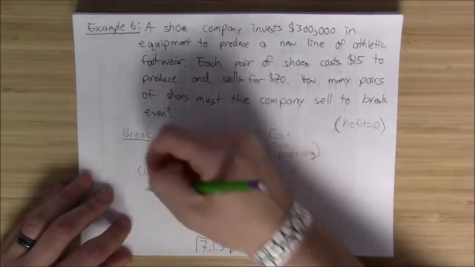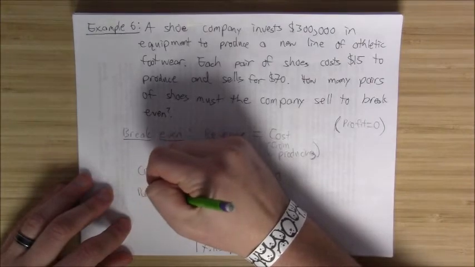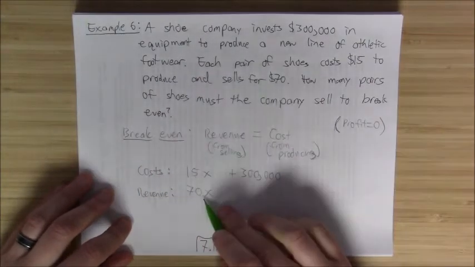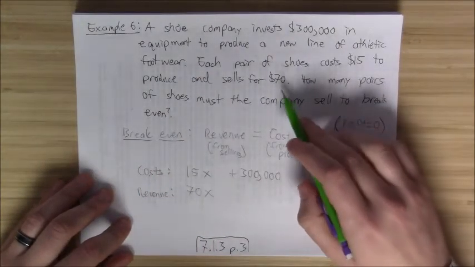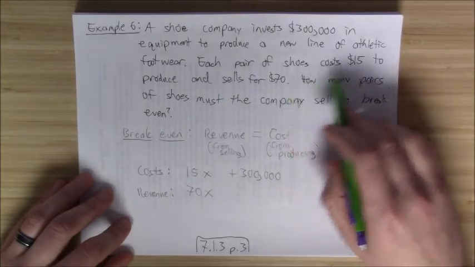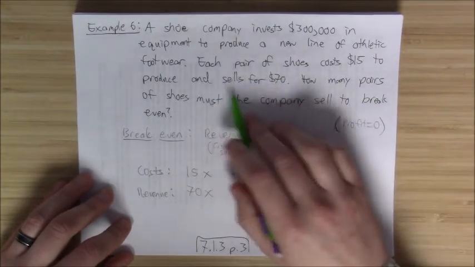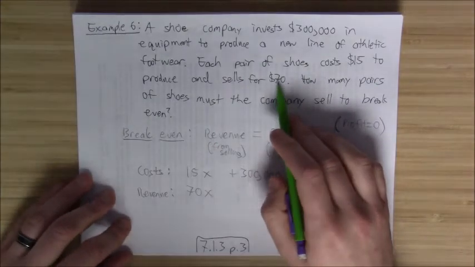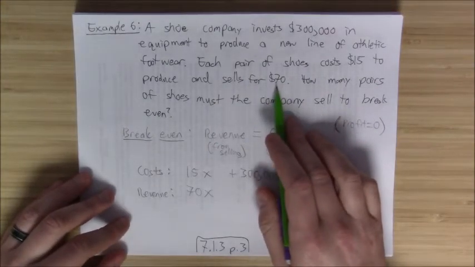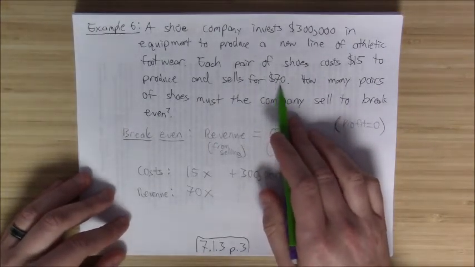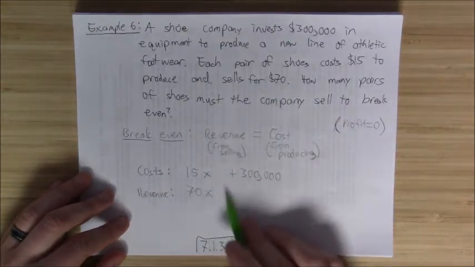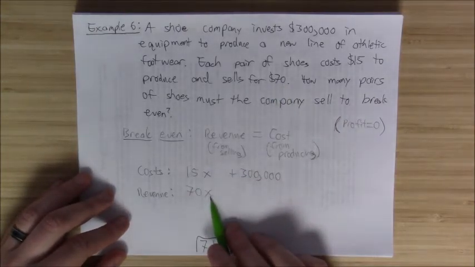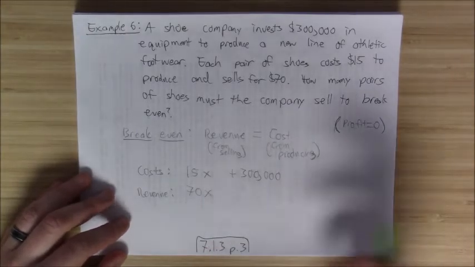Because we get 70, so it costs $70 for someone to purchase this pair of shoes. That's how much we're selling it for. And so that's how much we make. We make 70 times each pair of shoes that we sell, right?